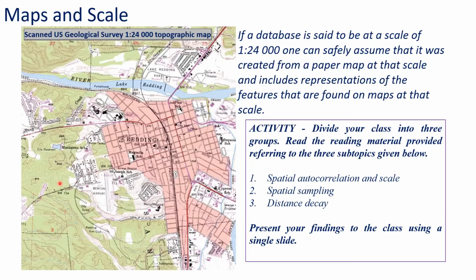So I told you earlier that GIS relates to human interaction as well. Depending on the data, the accuracy of the data and the precision of the data, your analysis will vary. So that's just a little idea of maps and scale.